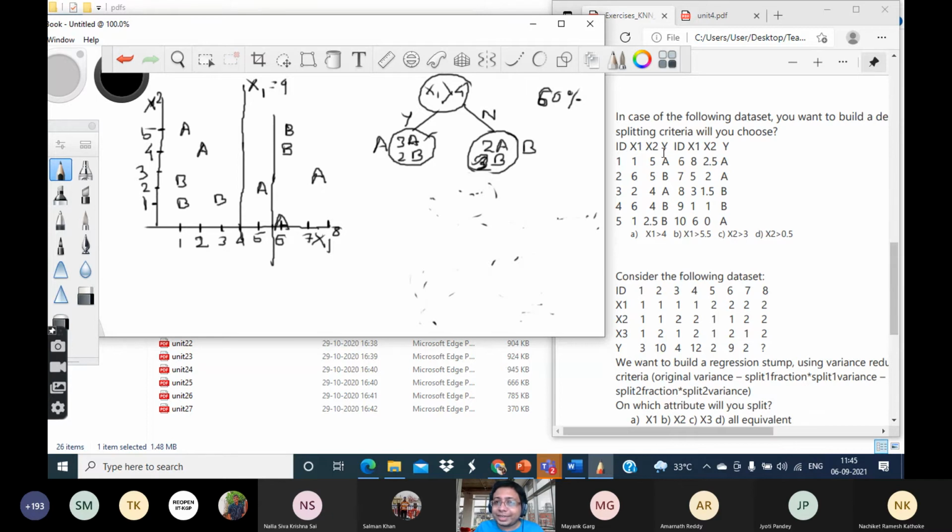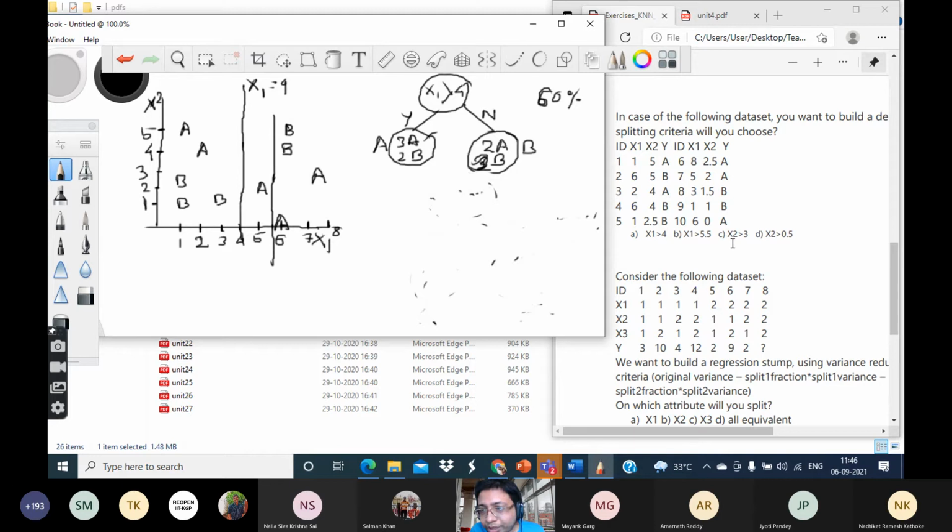But yes, if a target class is mentioned, which may be mentioned in some of your exam questions, in that case you have to go for precision, recall, F-score and everything. But in this case, you can go for plain simple accuracy.